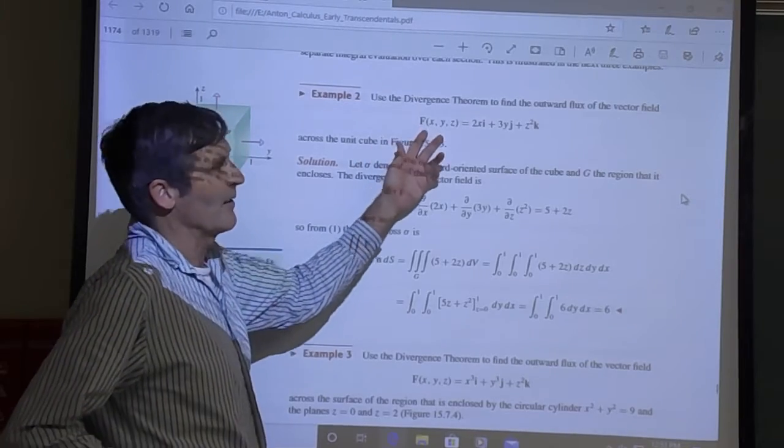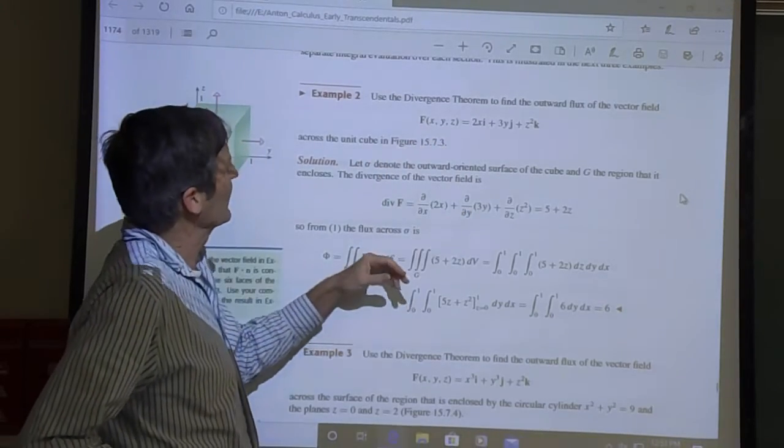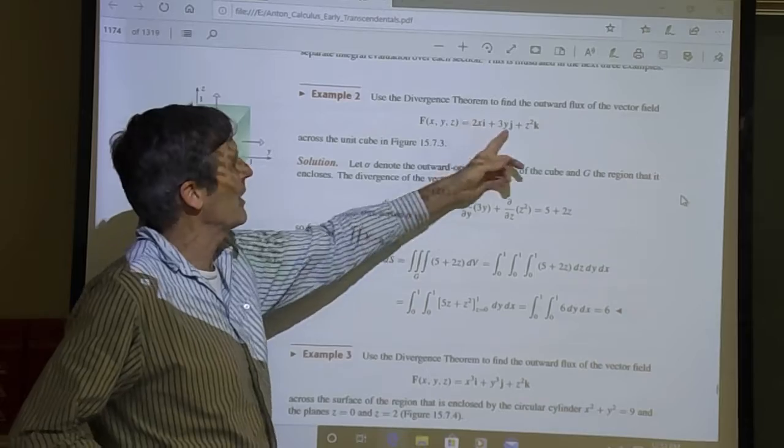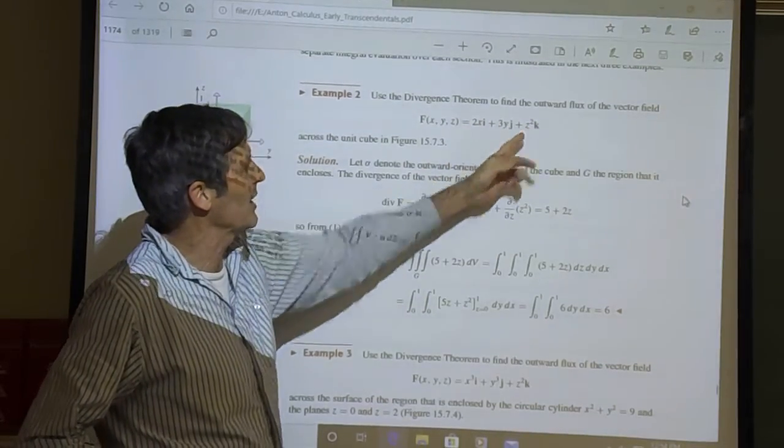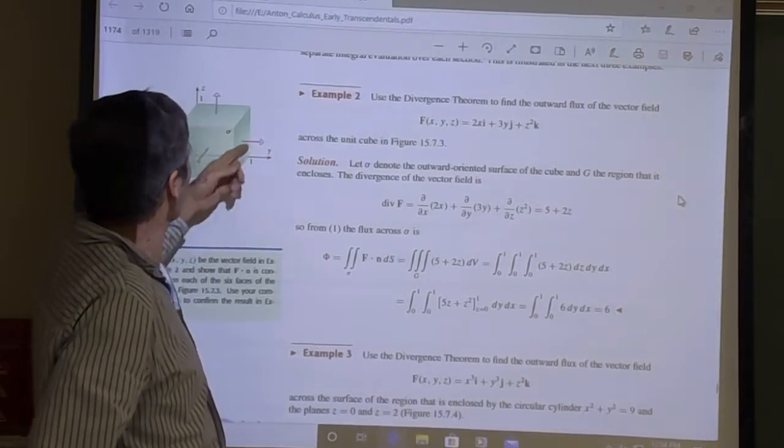And so let's try that. Just be able to do a few problems like this. Use the divergence theorem to evaluate the flux. Suppose it's a velocity field of a fluid or something: 2xi plus 3yj plus z squared k across this unit cube.